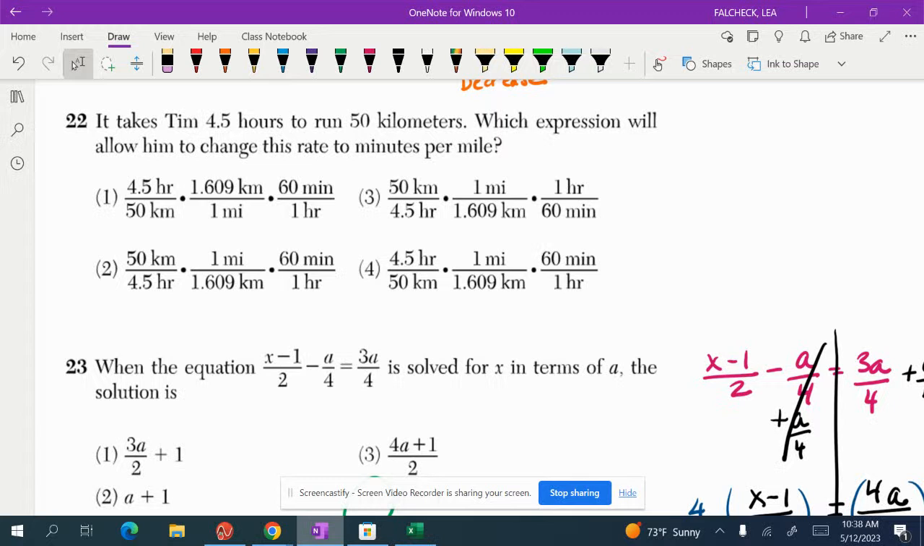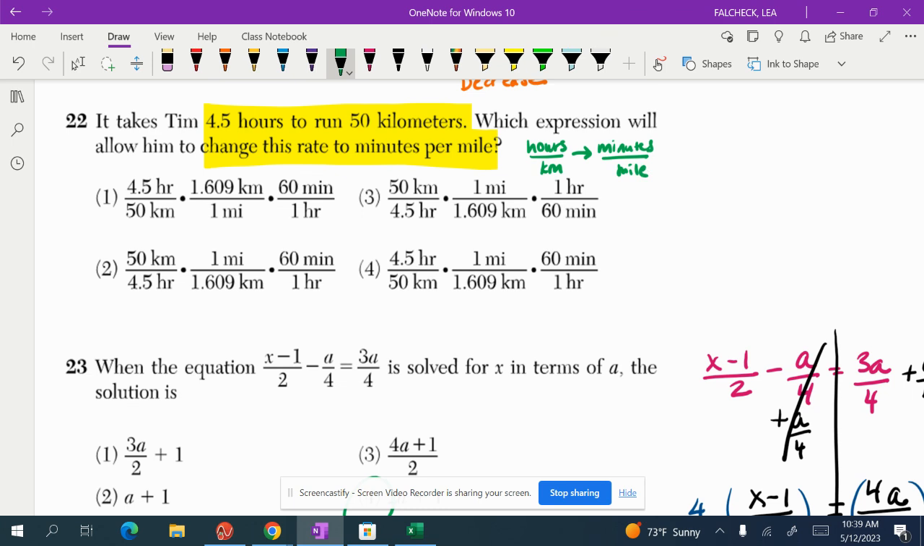Number 22, it says it takes Tim 4.5 hours to run 50 kilometers. Which expression will allow him to change this rate to minutes per mile? So we are given the units of hours per kilometer, and we want to go through a series of conversions until we end up at the desired measure of minutes per mile. Okay, we can totally do that.